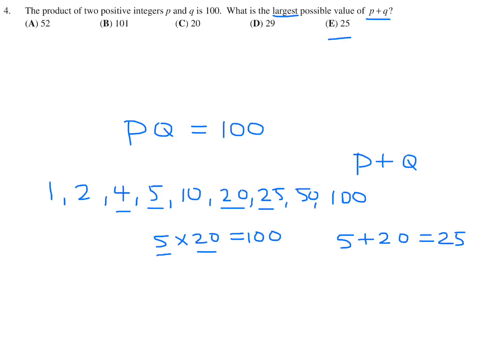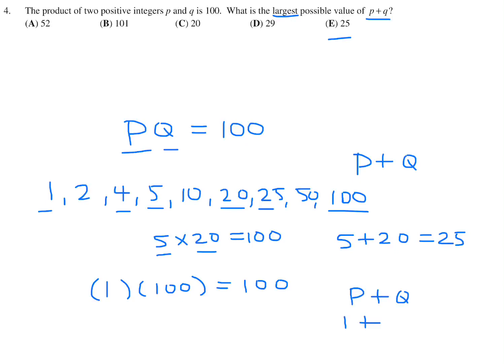Whenever you have questions that talk about largest or smallest, I immediately go to the extreme case scenario. And the extreme case scenario in this one is 1 and 100. So if you have 1 and you have 100 as p and q, that would indeed give you a product of 100. And therefore p plus q would be 1 plus 100, which is 101. So the answer here is B.